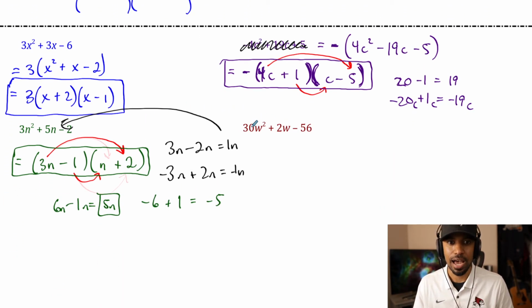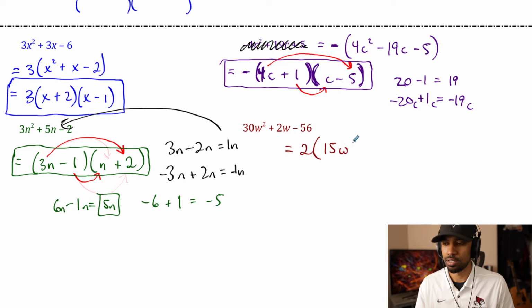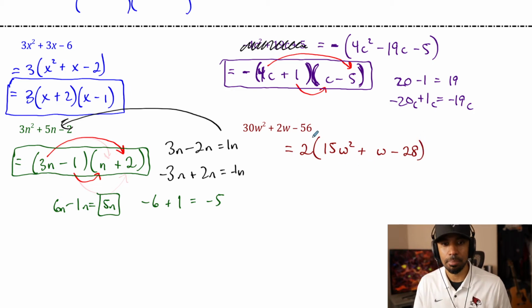First things first, I can see that all these numbers are even. I want to factor out a 2 to make this a little easier for myself. Let's factor a 2 out of every single term, and I'm left with 15w squared plus 1w minus 28. Okay, that's as much as I can factor that inside part.